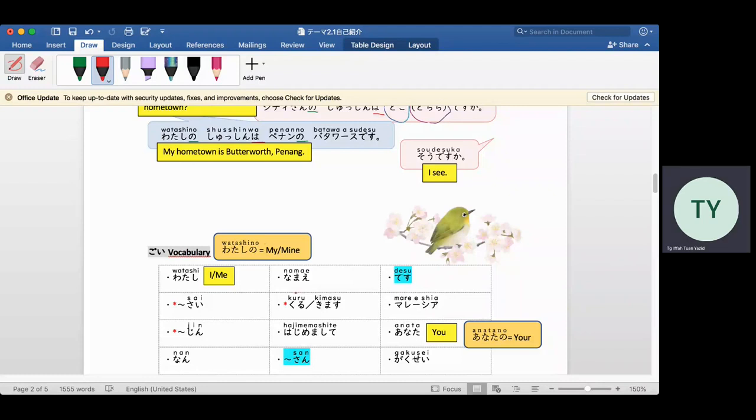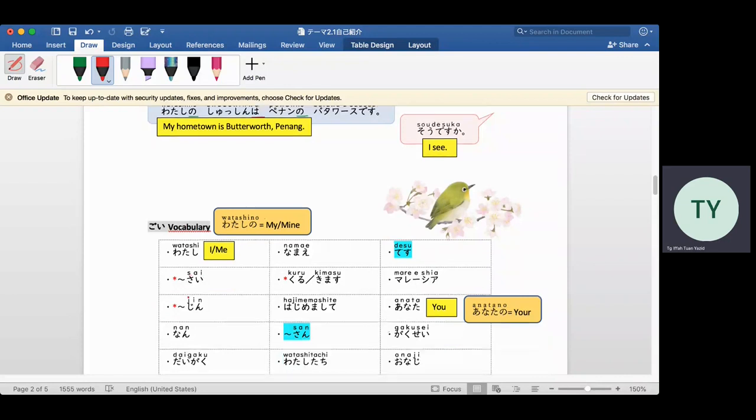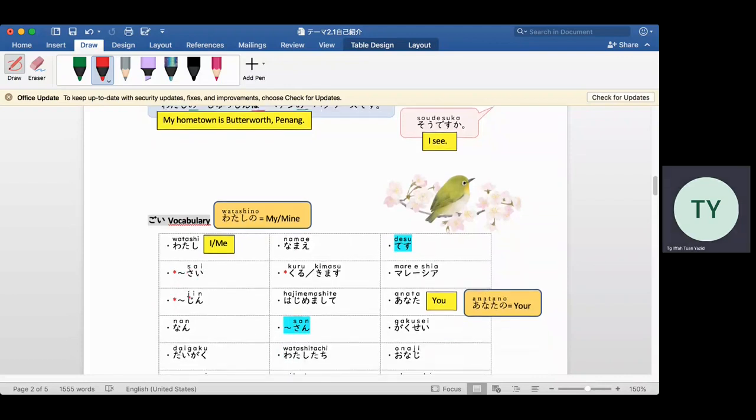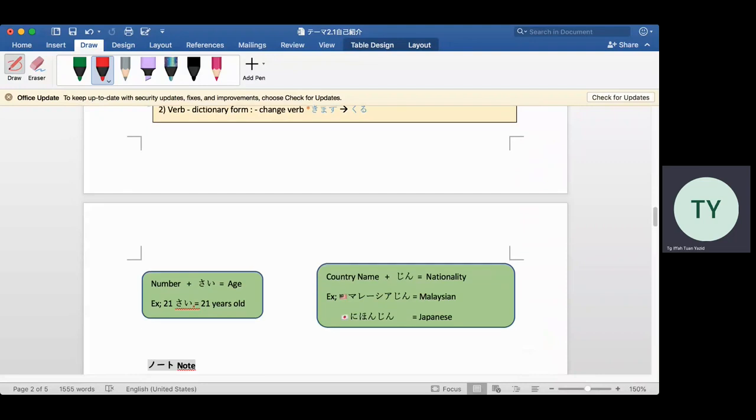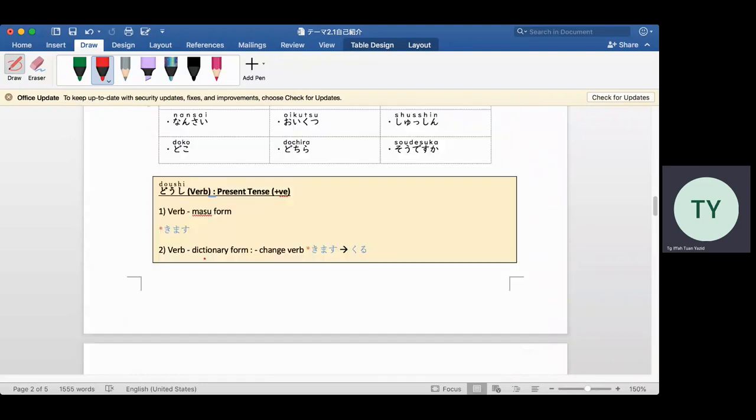Okay. Hai. Namae, name, that's already explained in the previous chapter. Okay, you look back. This is a copula that is used to end the sentence in a polite way. That's okay. Sai, okay. Sai and Jin, we explain the details down here. Okay.